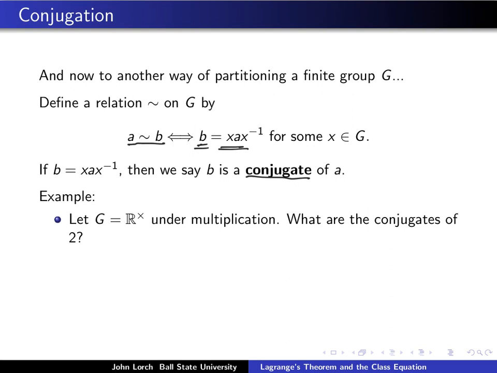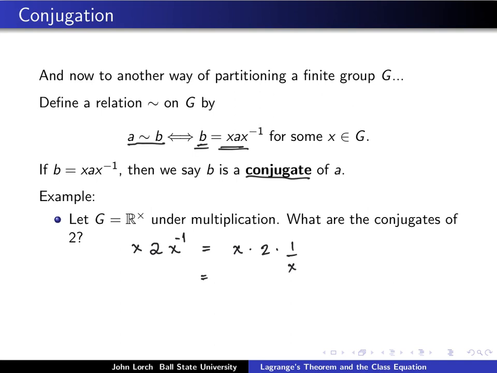So what that means is, we start with 2 and we multiply on the left by something and on the right by its inverse. Now, since we're in the multiplicative group of non-zero real numbers, that's X times 2 times whatever the reciprocal of X is.